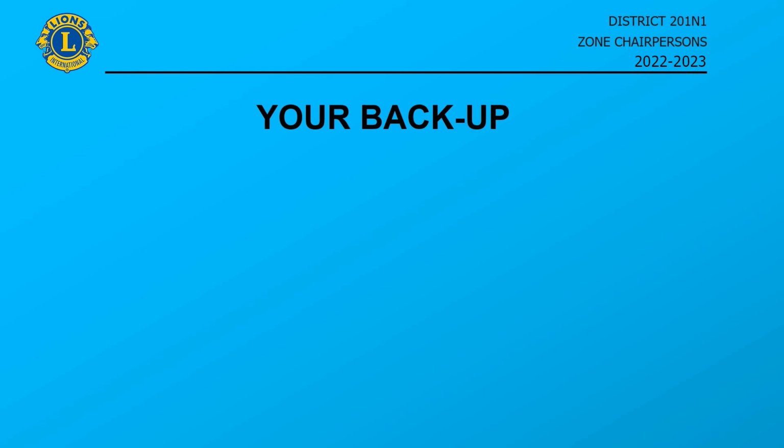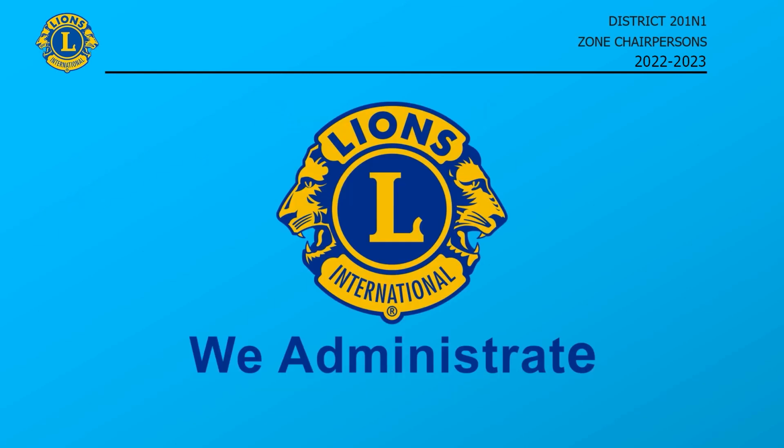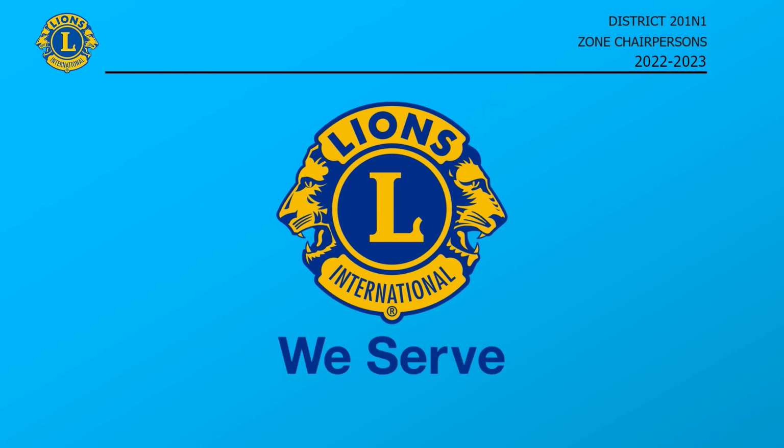During your year as zone chair, you have 2 lines of backup. Your region chair may know your clubs perhaps better than you do. Communicate regularly with your region chair. Your second backup and support is the action team, anyone or all 3. The action team was created to take the focus away from administration and concentrate on service. Remember, our motto is not we administrate, it's we serve.